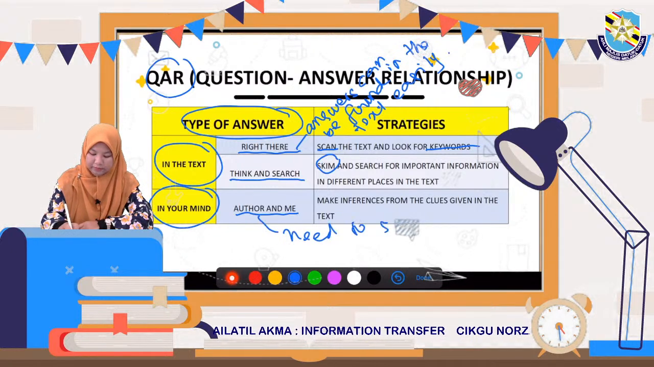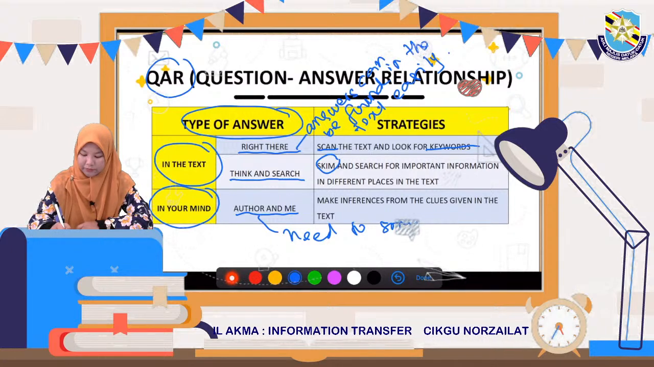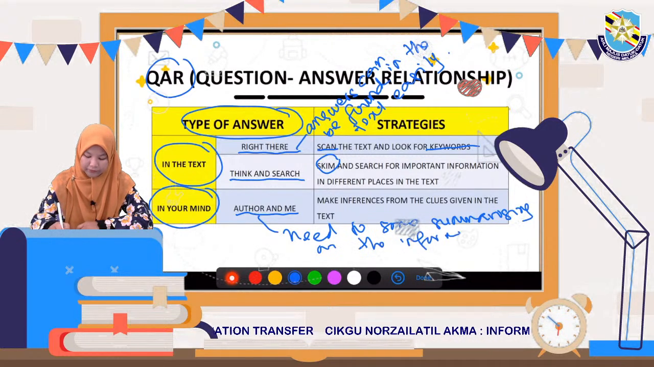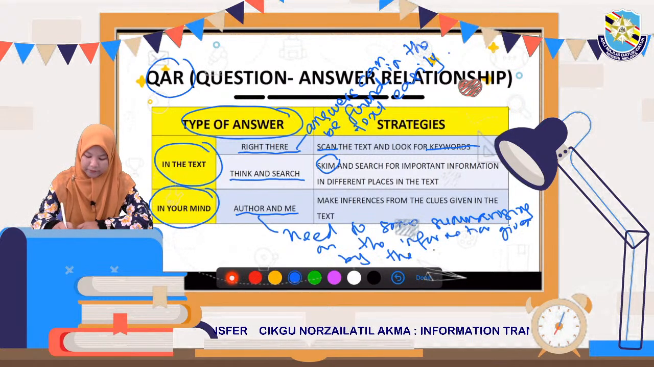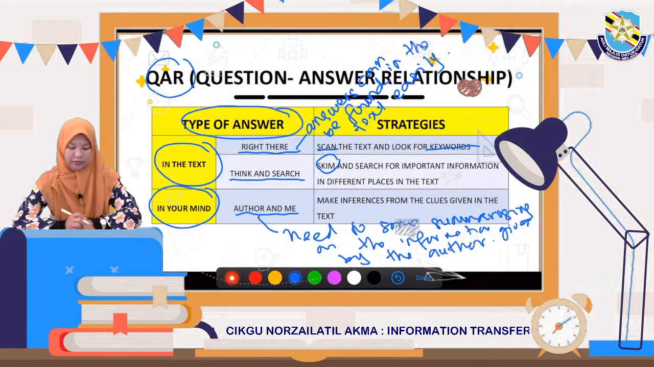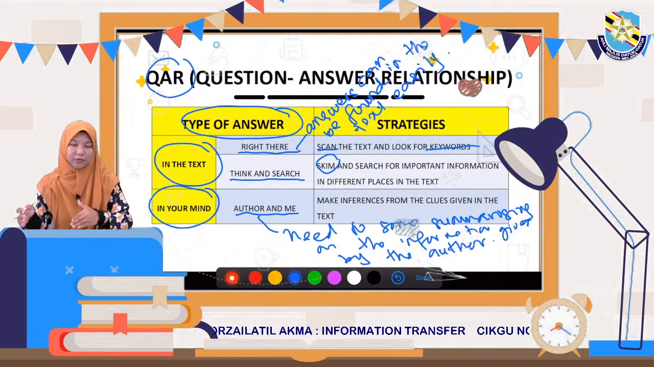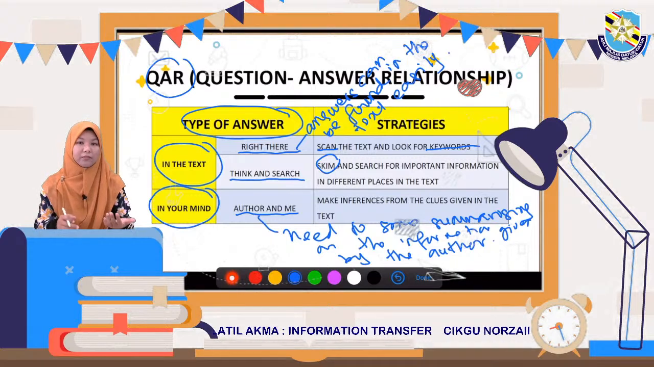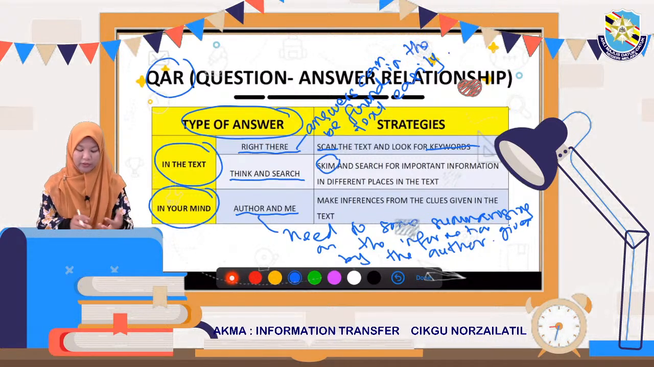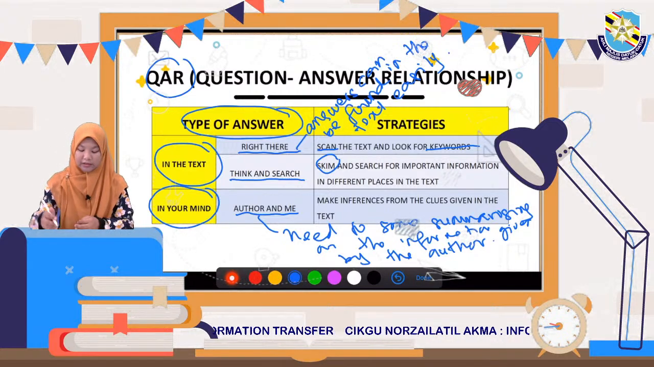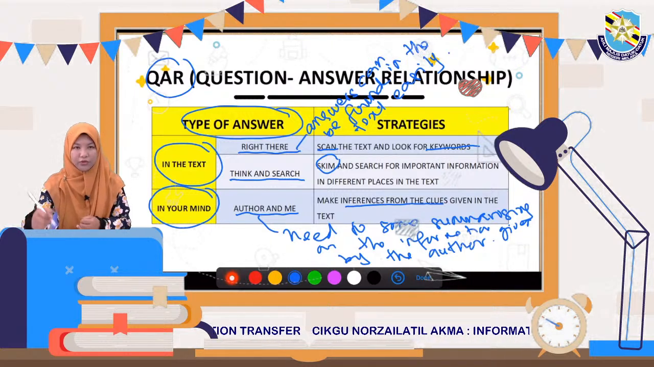You need to do some summarizing on the information given by the author. Here you will see that sometimes the word in the text is not necessarily similar or the same as the word in the question. So here is where you need to make inference from the clues given in the text. You make conclusions from the clues given.